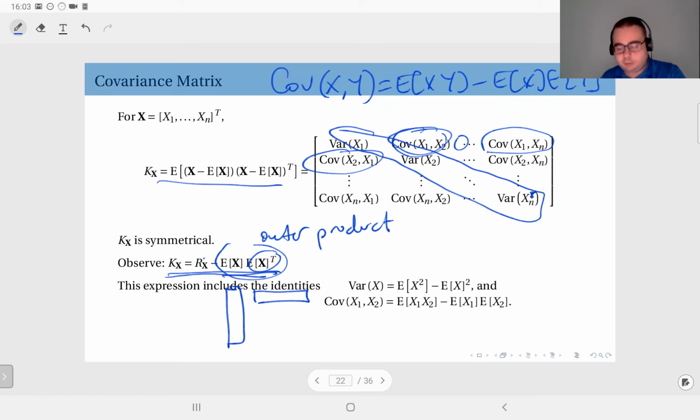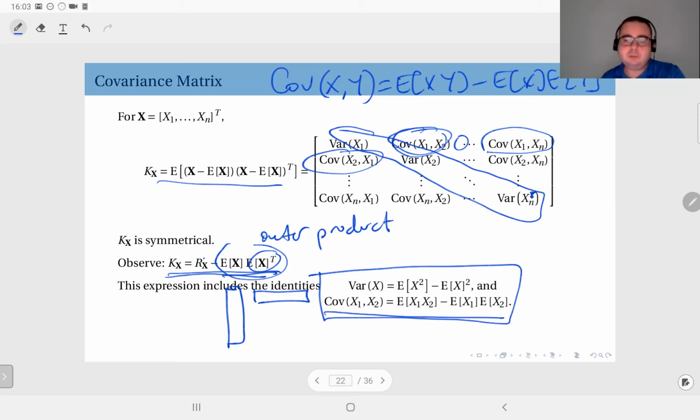And this expression is, of course, a generalization of these identities we know. The variance is the second moment minus the square of the first moment, and the covariance equals the correlation minus the product of the means.